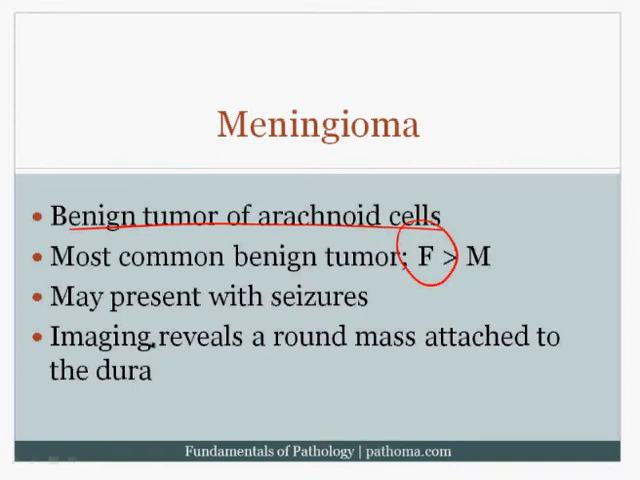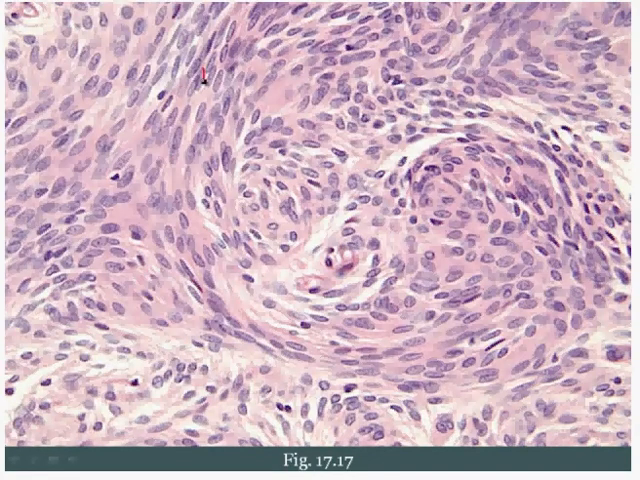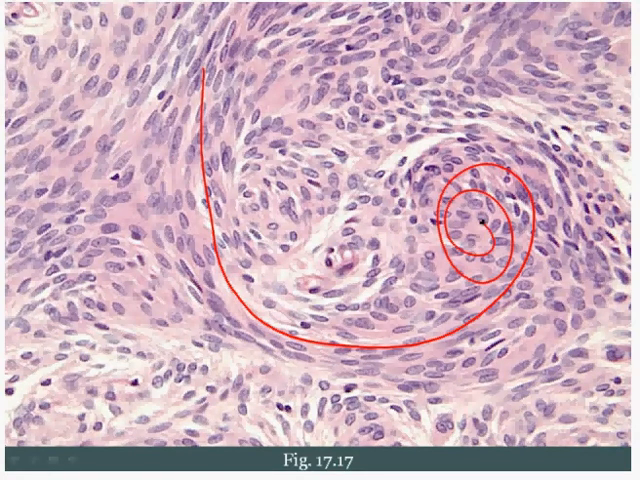Now the tumor actually forms a round mass that's attached to the dura, and that's what imaging would reveal. And that round mass will then press on the cortex, and when it presses on the cortex, it will create seizures. Now it's important to note that the tumor compresses but does not invade the cortex, and again, that'll result in seizures.